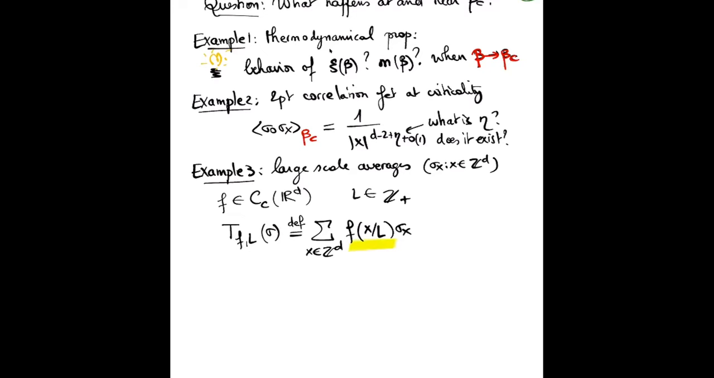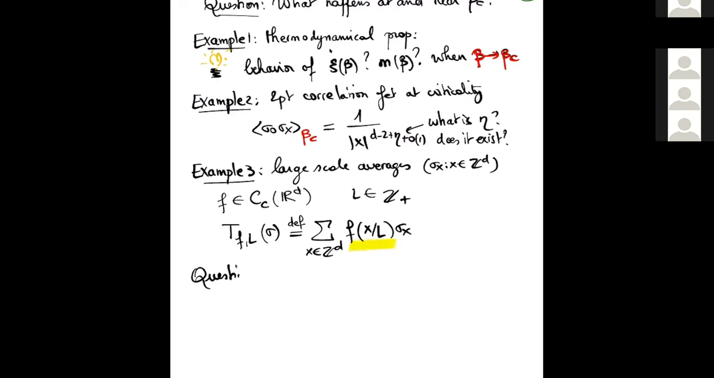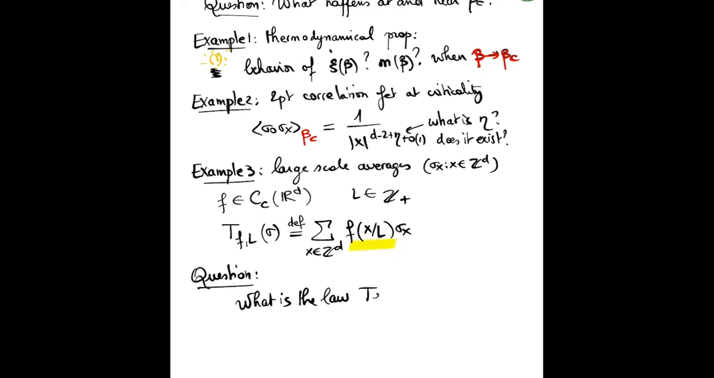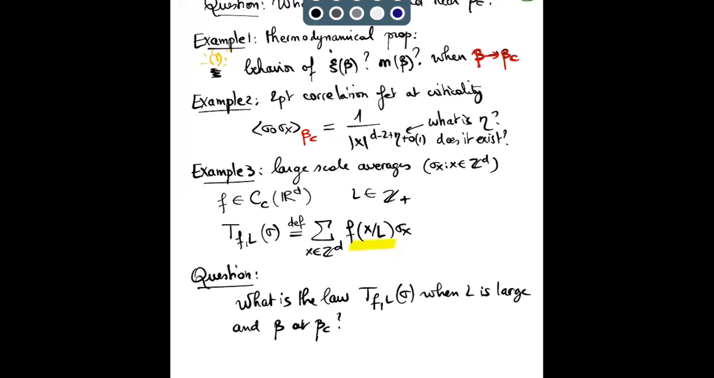Okay, and one question you can ask, and this will actually be the main question in our talk, is what is the law of this random variable when L is large and beta is, let's say, at beta C or near beta C. Let's start with at beta C. This is the main question.